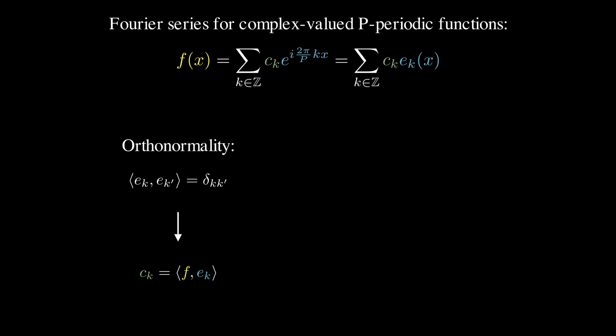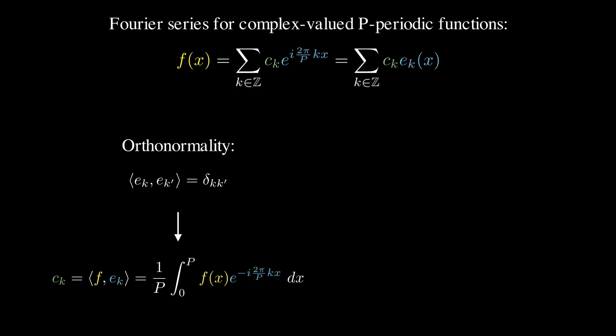The coefficient ck in the Fourier series of our periodic function f is therefore the dot product of f and the kth basis function, which is exactly how obtaining the kth component of a vector works in basic vector algebra if we have an orthonormal basis.